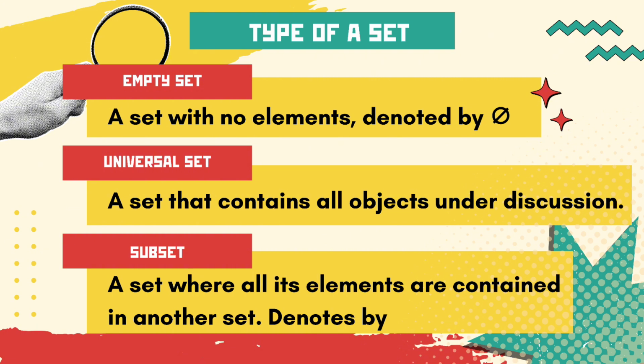There are several types of sets in mathematics. The first is the empty set. An empty set is a set with no elements, denoted by this symbol. The second is the universal set. A universal set is a set that contains all objects under discussion. And the last is the subset. A subset is a set where all its elements are contained in another set. For example, if A is a set with elements 1 and 2, and B is a set with elements 1, 2, and 3, then A is a subset of B.